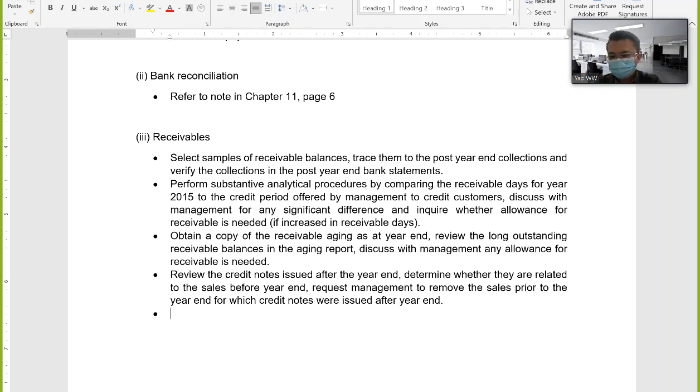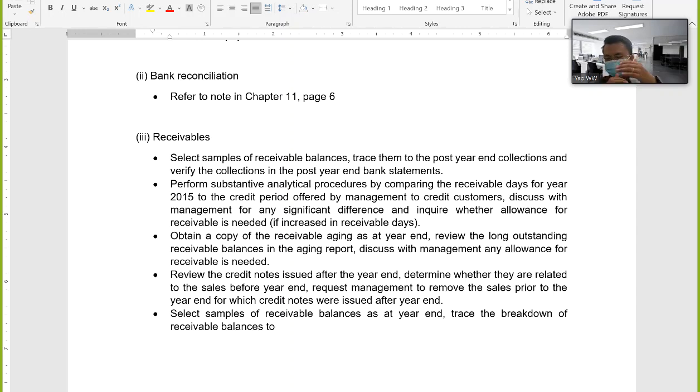So another procedure to prove existence: if you cannot send confirmation, never mind, you have some other documents that can prove these sales are actually there. The receivables are actually there. How? Select samples of receivables balances as at year end. Trace the breakdown of receivable balances. You get a breakdown, you know which invoice that they have not yet paid.